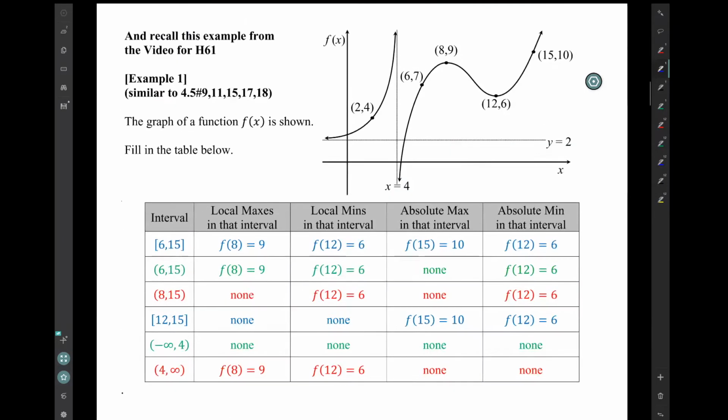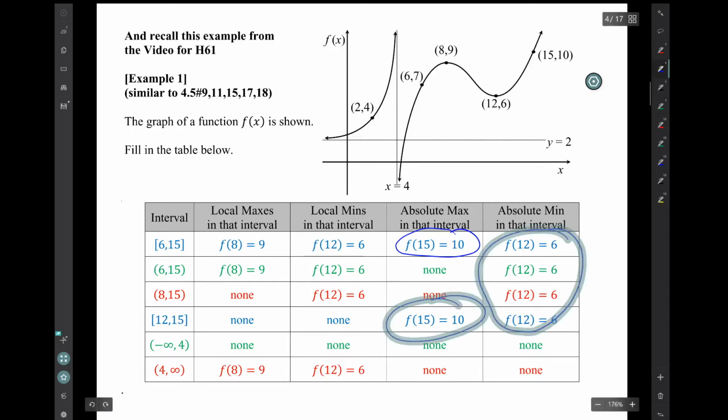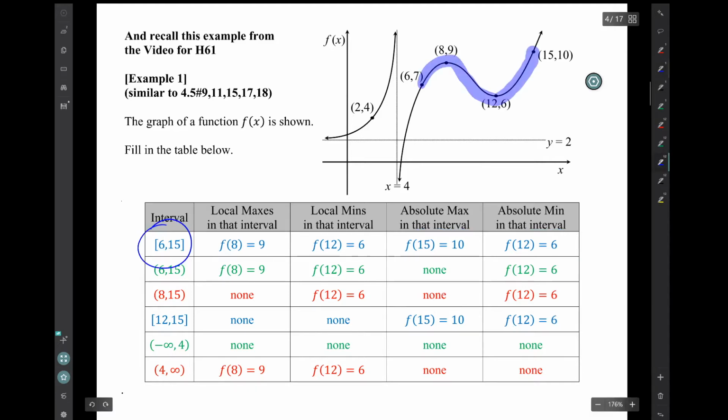So if you go back up and look at this graph, in all the intervals where there was an absolute max or an absolute min in the interval, every time that happened, those maxes and mins occurred at x values that were either endpoints of the interval or critical numbers. So for instance, for this interval, the absolute max occurs at this endpoint. The absolute min occurs at this critical number.